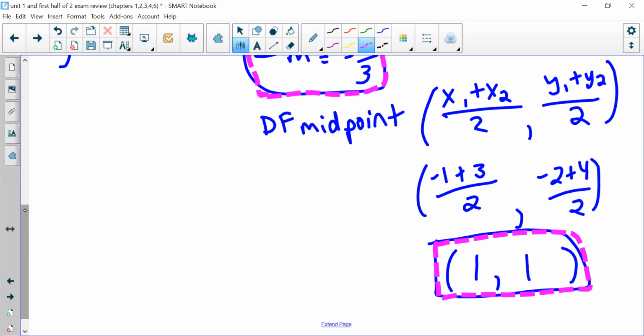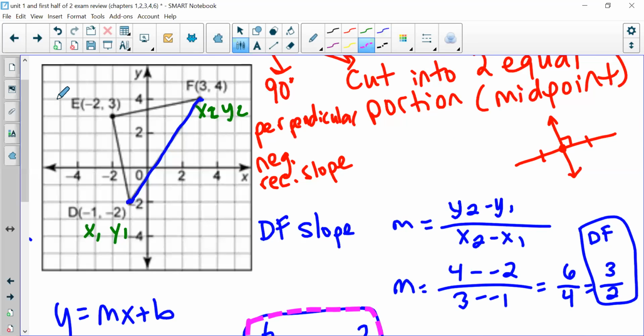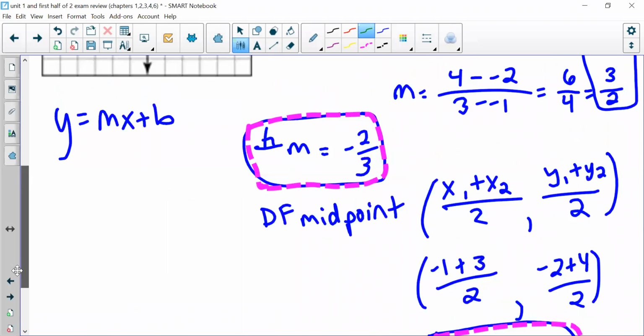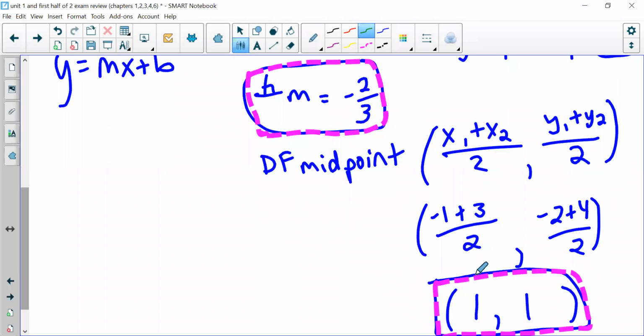I just want to make sure it approximately makes sense. So 1, 1, does that look good? I'm going to trust Ian's work there. That looks like it's about the middle. Okay, I have a point and I have slope. How do I find the b value of my line?